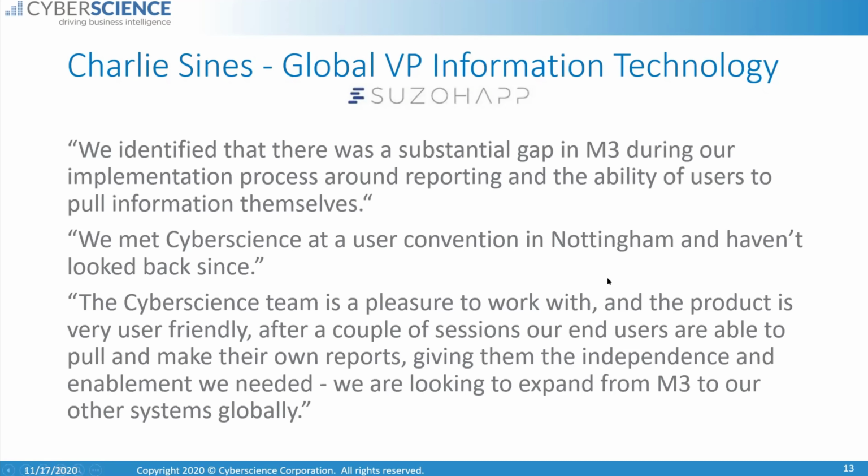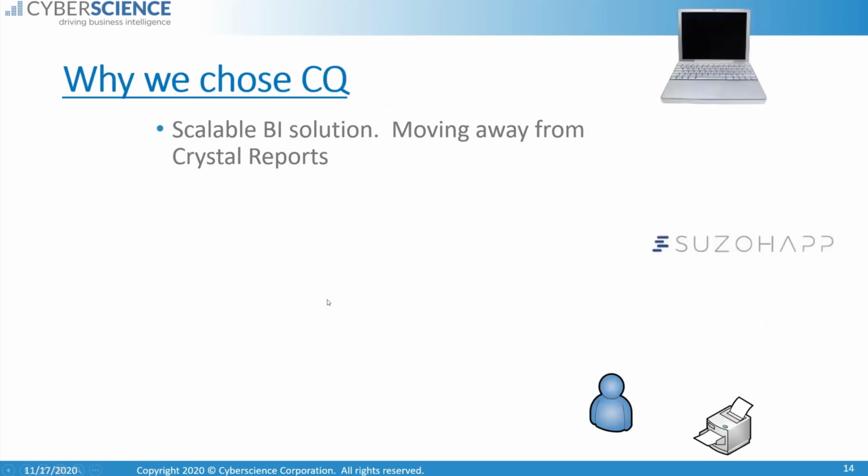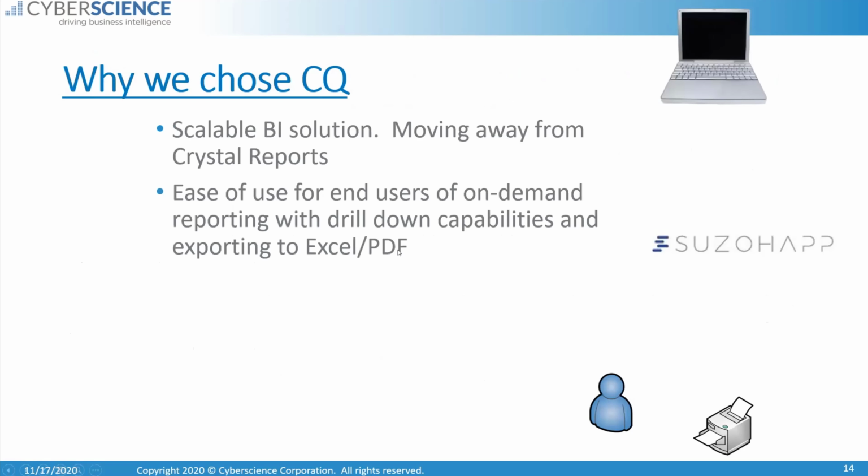So good news. Why they chose ECQ? It's scalable. As I said, he wants to move this to a global implementation, and they were moving away from another BI tool. Ease of use. Keep hearing that ease of use for end users and on-demand reporting. So that was huge for them. And also the ability to drill down into that information and export it to other formats. Performance, how fast it is to get the data.